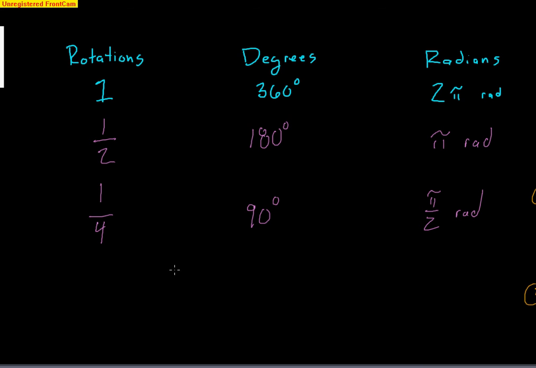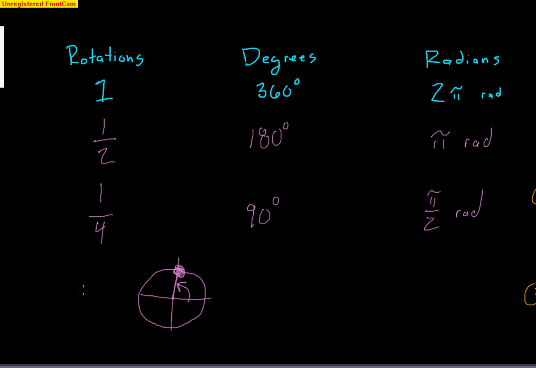Okay, so if I were to think about my circle again here, we all know that right here is 90 degrees. Well, 90 degrees is also a quarter of a circle, and 90 degrees is also pi over 2 radians. So hopefully that all makes sense.